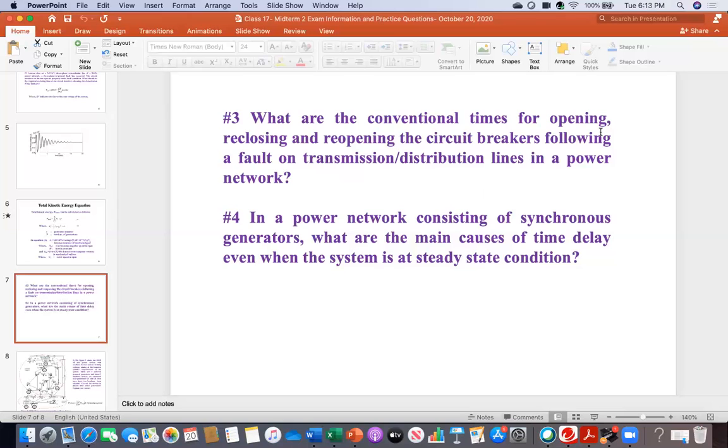This means that first, within 5 cycles the circuit breaker opens, and from that opening moment you have to wait at least 30 cycles. Therefore the earliest is 30 cycles and the latest is 60 cycles. So please write down that between 30 and 60 cycles breakers should be reclosed. Power engineers, from experience, have considered that at least 30 cycles is enough to deionize the fault arc. That is the meaning.